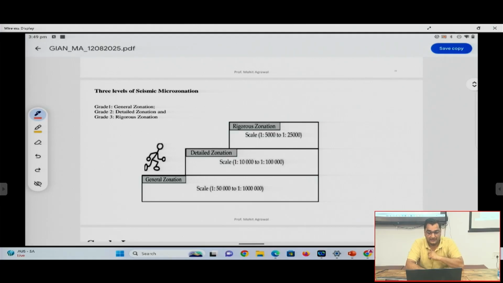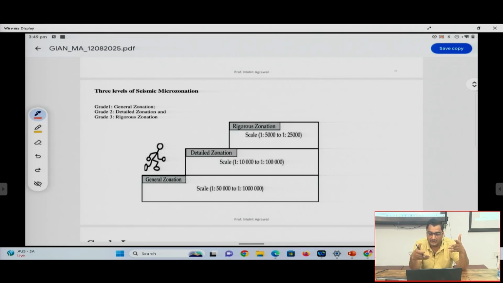Okay, so you can see in the steps that the general zonation has a scale of 1 to 50,000 to 1 to 1 million. So basically 50,000 on the ground is equal to 1 on the map, or maybe 1 million on the ground is equal to 1 on the map. Okay, so you can understand that that is a very simplified zonation that comes within the micro zonation. It is also similar to the macro zonation that we do.